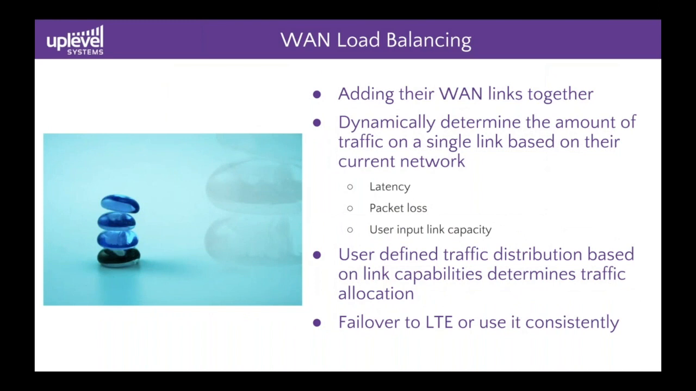WAN load balancing, or the ability to divvy up traffic onto two internet links, allows customers the ability to dynamically segregate traffic onto multiple links based on latency, packet loss, and the overall speed of the network to ensure the best allocation of data traffic and reduce the likelihood of experienced link issues. This can be used with more than one fiber, DSL, or even LTE link for both failover and/or load balancing.